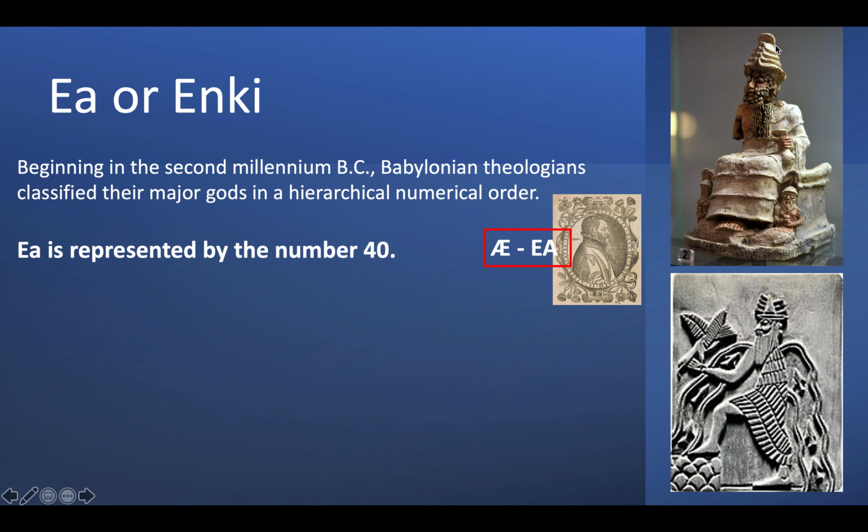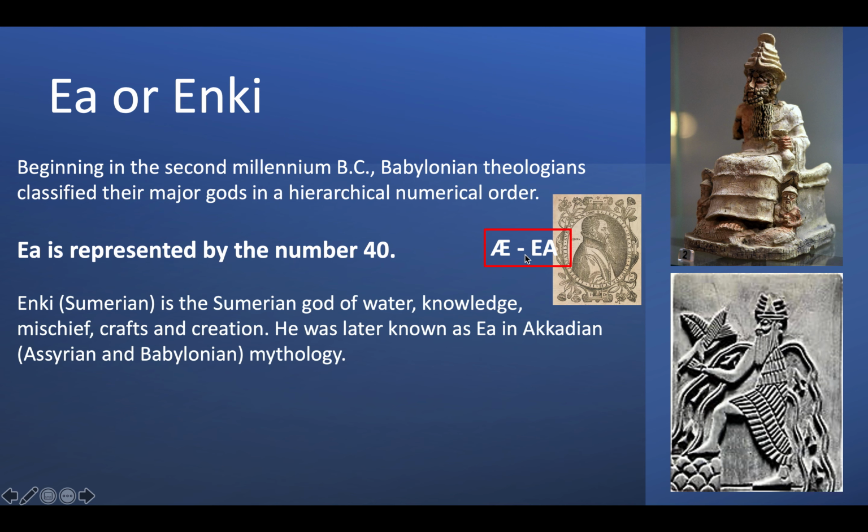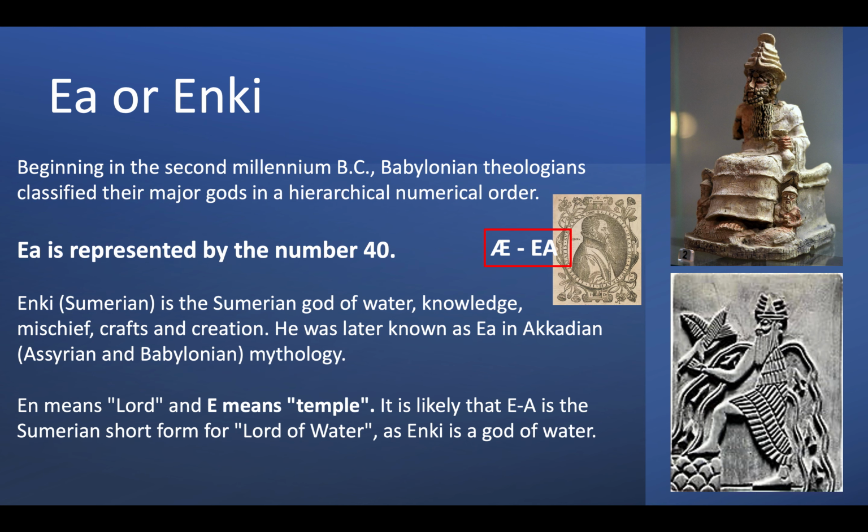I should also point out, do you remember this AE ligature? Well, you could argue that's an anagram of Ea, which I believe it is. And Enki or Ea is the Sumerian god of water, knowledge, wisdom, mischief, crafts, and creation. He was later known as Ea in Akkadian mythology, and so on. Interestingly, Ea means lord, and E means temple. It's likely that Ea is the Sumerian short for lord of water. That's more important than I have time to go into, but as Enki is god of water.